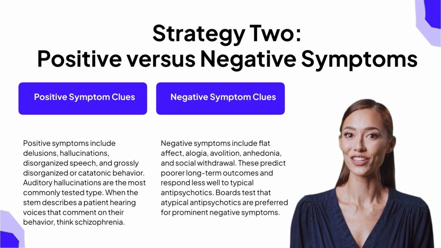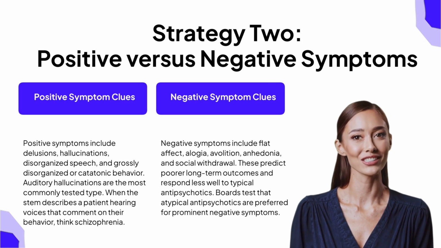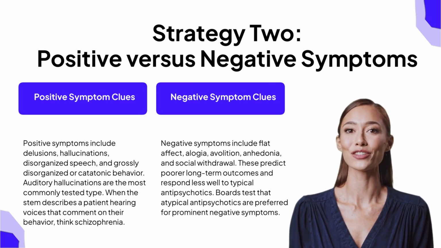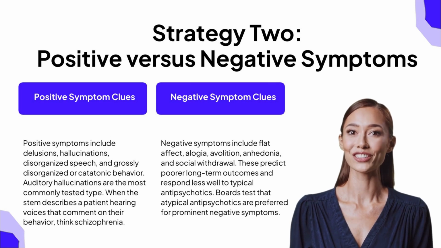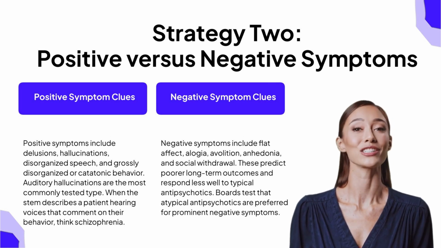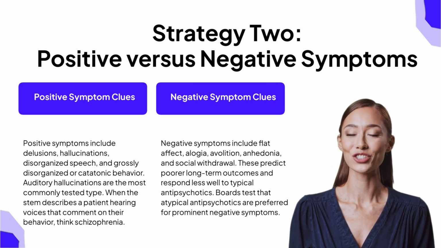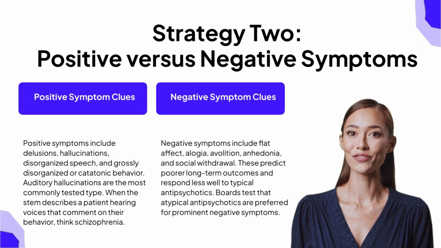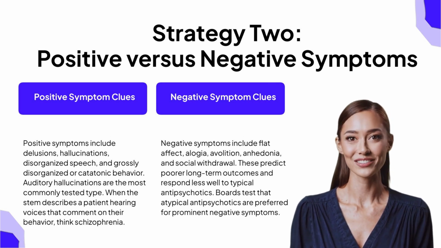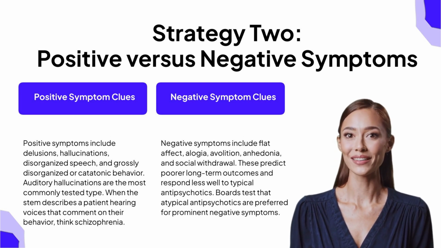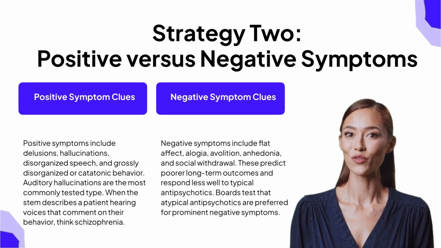Our second strategy focuses on distinguishing positive versus negative symptoms. This matters because the boards will test which medications work best for each type. Positive symptoms are things that are added to the patient experience, like delusions, hallucinations, and disorganized speech. Auditory hallucinations are by far the most commonly tested type on the exam. Negative symptoms are things that are taken away, like flat affect, alogia, avolition, anhedonia, and social withdrawal.